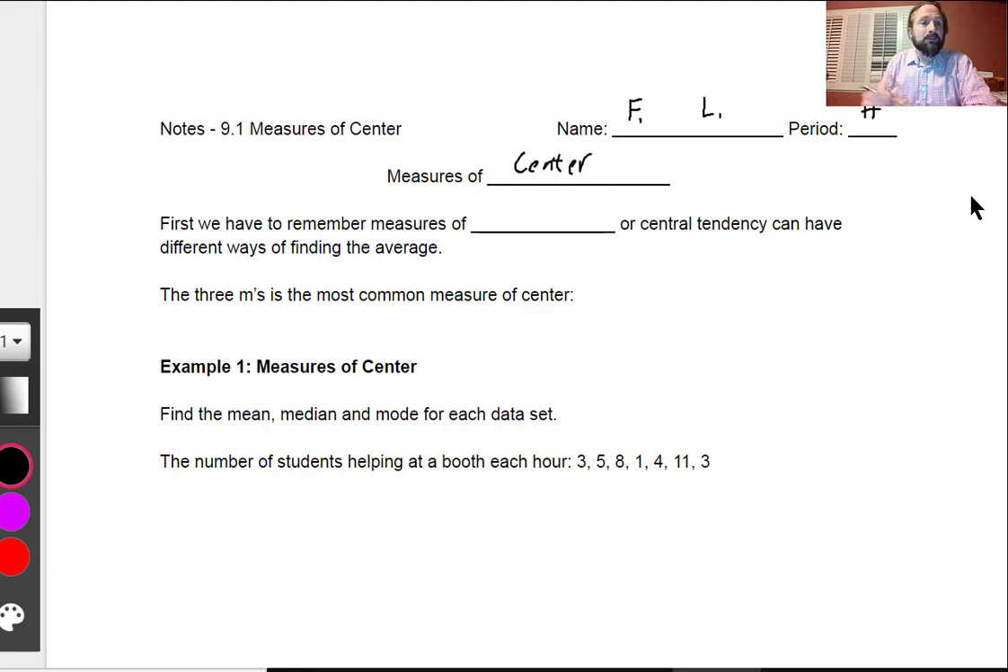We already discussed this with the intro. First, we have to remember that measures of center, or central tendency, can have different ways of finding the average. The 3 M's is the most common measure of center. We talk about the mean, we talk about the mode, and we talk about the median.